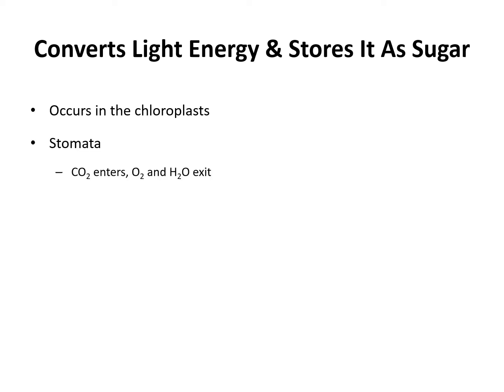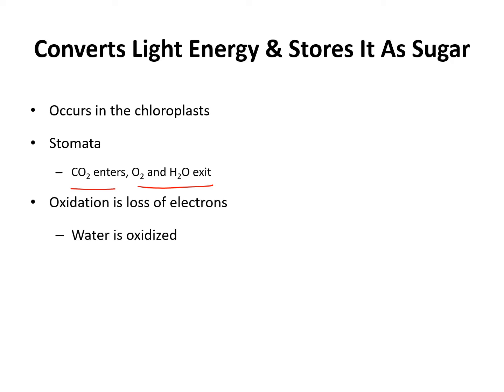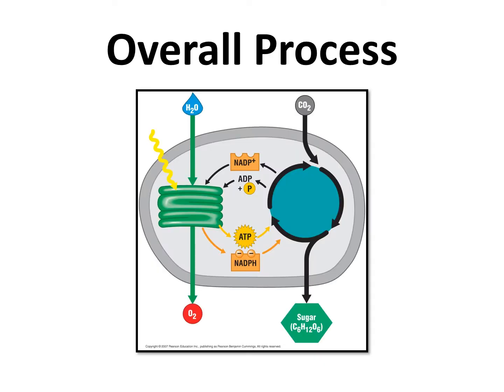Plants also have stomata, which are basically pores, which allow different gases to enter and leave the plant structure. In the process of photosynthesis, carbon dioxide is entering, oxygen gas and water vapor are leaving. Also during photosynthesis, you have oxidation and reduction. Oxidation is the loss of electrons, water will be oxidized, and reduction is the gain of electrons, and the carbon dioxide will be reduced. This is a picture of the overall process of photosynthesis.